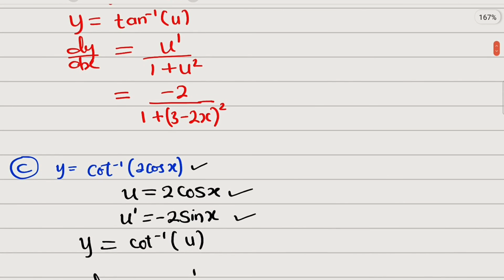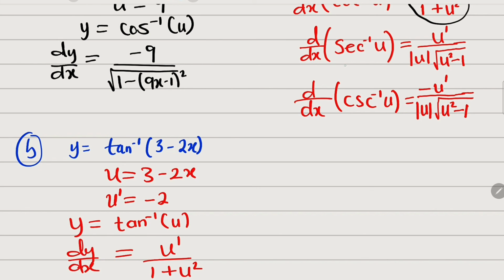In case you have inverse secant, you can use this formula, which is u prime divided by the absolute value of u multiplied by the square root of u squared minus 1. For inverse cosecant, you're going to apply this formula right here. We have negative u prime divided by the absolute value of u multiplied by the square root of u squared minus 1.